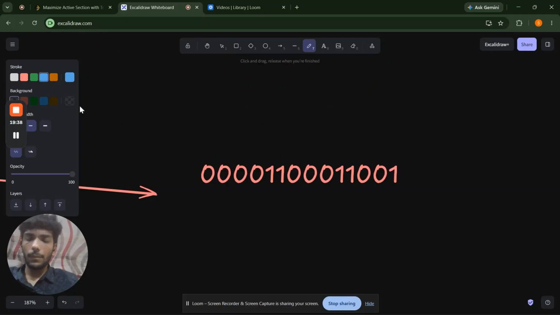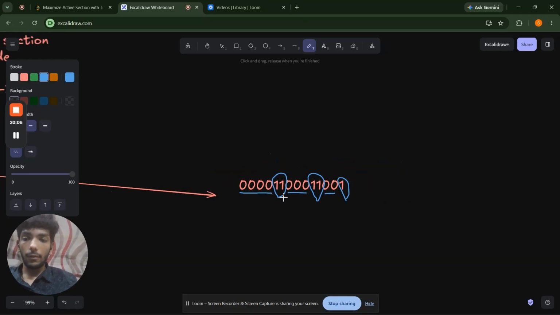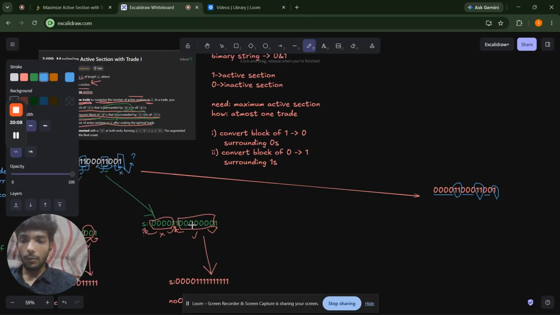What we are doing is, first we are finding a continuous pair of ones, and then we are checking if there are blocks or a single zero on both the sides. And in this case, what was this case? We move to the left.